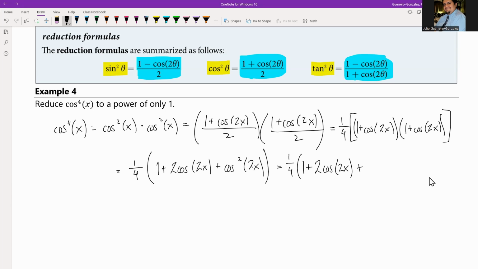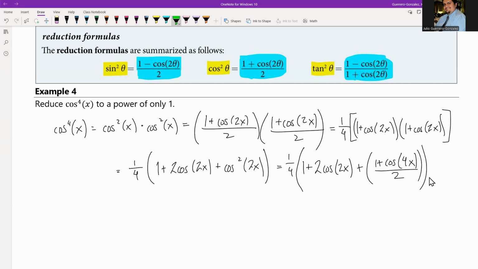Plus, just keep in mind how this goes, right? 1 plus cosine 4x all over 2. Bam. Let me put big parentheses at the front. There we go. This is it.